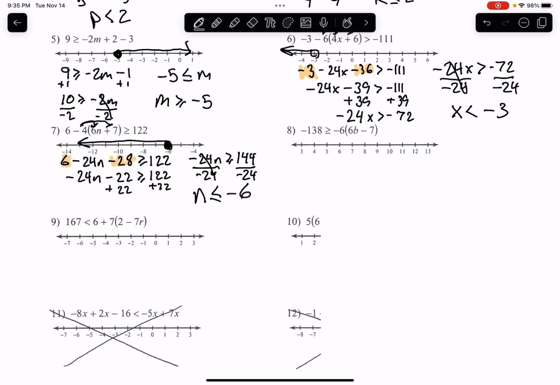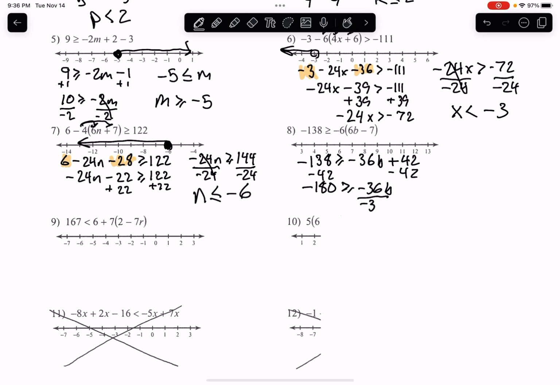All right, looks like we won't have to combine any like terms for number 8. We're just going to distribute and solve. So -138 is greater than or equal to, well, -6 times 6b is -36b. And -6 times -7 is a +42. Going to subtract 42, subtract 42, and we will get negative 180 is greater than or equal to negative 36b.